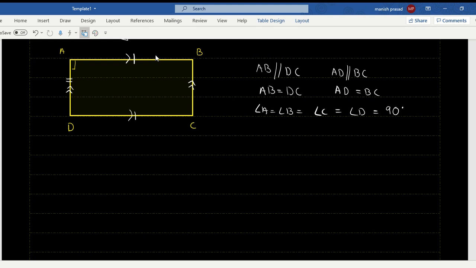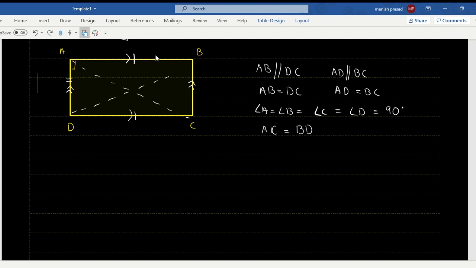90 degrees each. Now the difference comes here. This one is 90 degrees. The other difference is the diagonals will be equal. AC will be equal to BD. In a parallelogram, AC was not equal to BD. This is AC, and this is BD. When we did the parallelogram, they were not equal. In a rectangle, AC will be equal to what? BD. Okay, so this is fine.